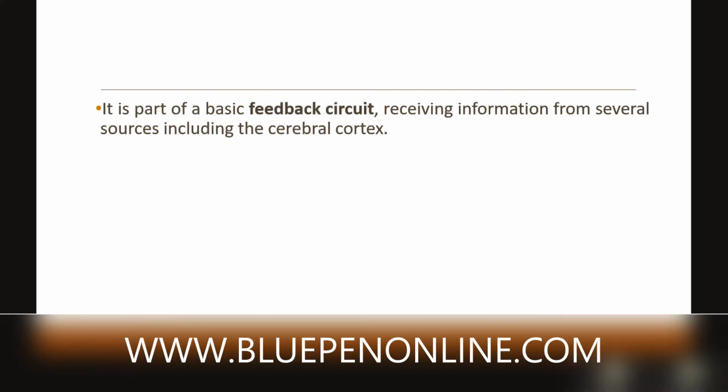Now, about the circuit, or about the neuronal connections inside the basal ganglia or between the parts of the basal ganglia. It forms a basic feedback circuit receiving information from several sources, including the cerebral cortex. So the main input comes from the cerebral cortex, and most of the output also goes back to the cerebral cortex.